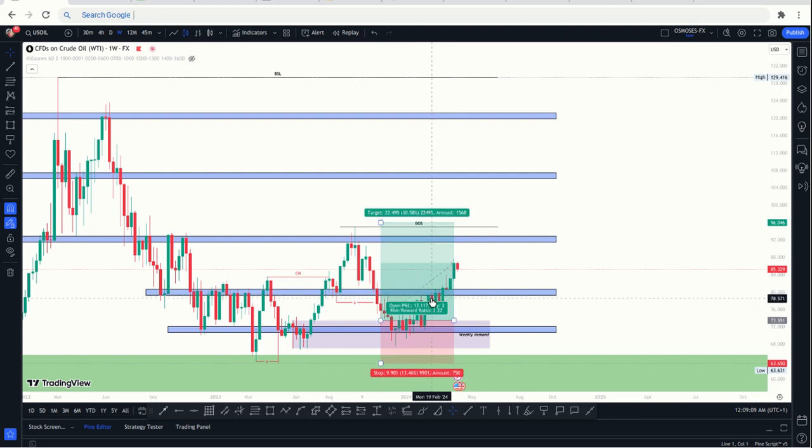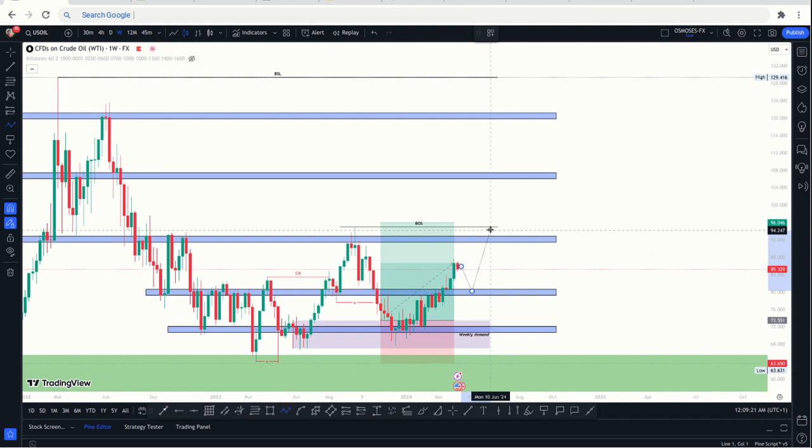this zone that actually broke this support, especially this one here. So I feel we should have a retracement for a more continuation push to this target.